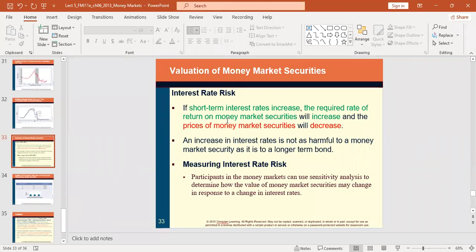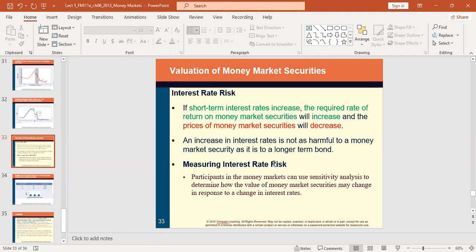Okay, valuation of money market securities. In terms of interest rate risk, if the short-term interest rate increases, the required rate of return on money market securities will also increase. And the price of money market securities will decrease. I think I have explained this using the equation in one of the slides, that if the required rate of return increases, the price of the money market security will decrease. So an increase in interest rate is not so harmful to money market securities as it is to a longer term bond. So if the required rate of return is rising, it will affect the long-term bond more compared to the money market security.